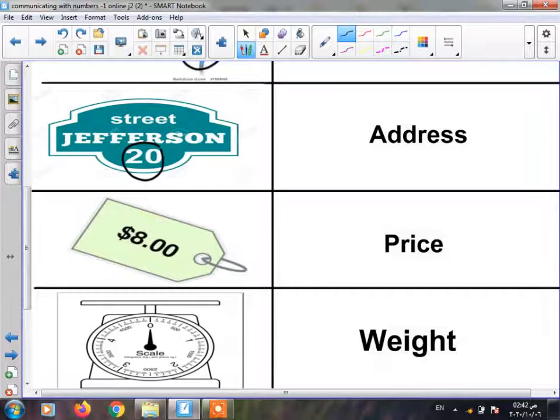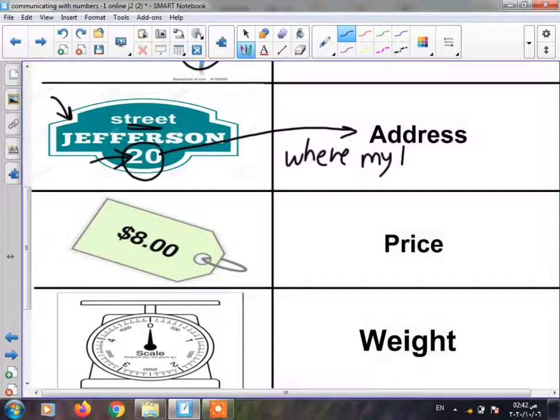20 Jefferson Street. This number is on a sign in the street. So does it give me information about a telephone number? No. About temperature? No. Or does it give me information about what? About address. Excellent. Address, or where my house or any other place is.